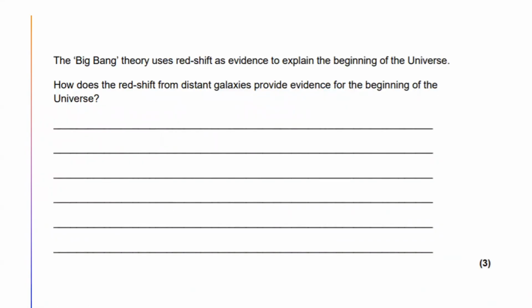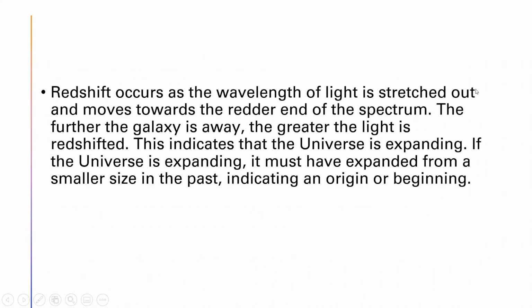Okay, so the Big Bang Theory uses redshift as evidence. So this is part of the question with the stars, so it can go into galaxies again. If you get a question about stars, it can still talk about galaxies on another part of the question. The Big Bang Theory uses redshift as evidence to explain the beginning of the universe. How does the redshift from distant galaxies provide evidence for the beginning of the universe? Now have a think again. Okay, now we'll talk about it.